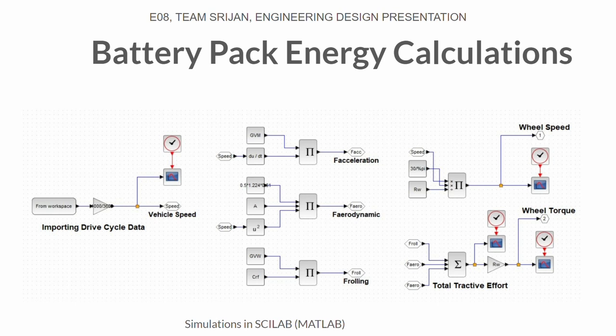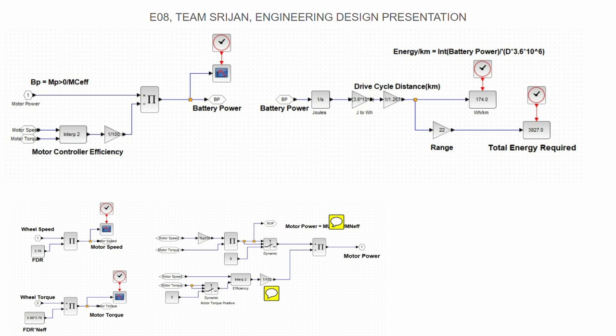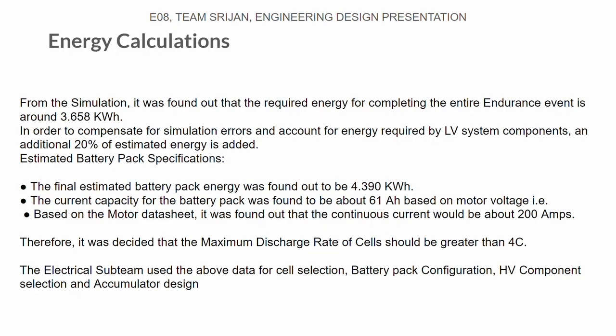Next is battery pack energy calculation simulation in Scilab. The total tractive effort consists of three forces: force of acceleration, which is mass of vehicle times its acceleration, plus aerodynamic force, plus rolling friction force. The total tractive effort is then used to calculate the total wheel torque. The wheel torque and wheel speed are required to calculate the motor torque and motor speed. And this slide here shows how we reach from motor speed and motor torque to the total energy required.